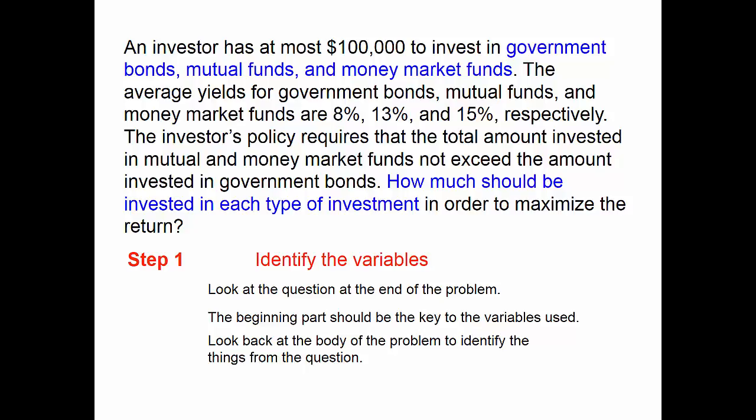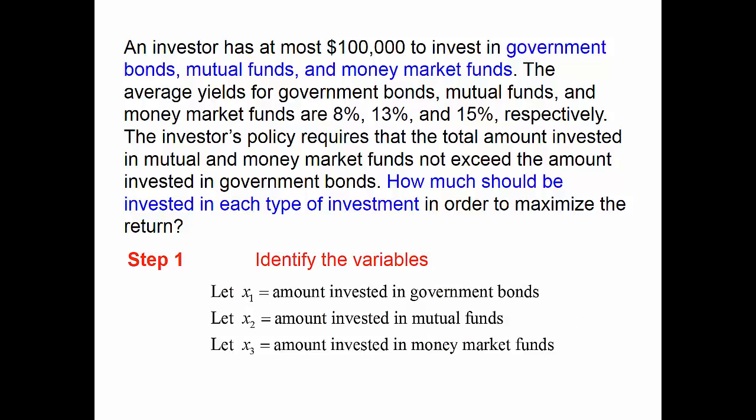You'll find that throughout these problems, if you maintain the order as they're stated in the very beginning of the problem, it will be consistent throughout the problem. And so we will take x1 to be the amount invested in government bonds, x2 the amount invested in mutual funds, and x3 the amount invested in money market funds. So that's step one. Make sure you write down the variables. Don't just try keeping track of them in your head. It's not going to work.